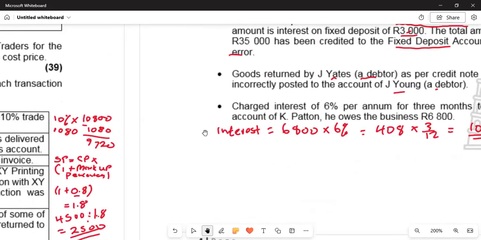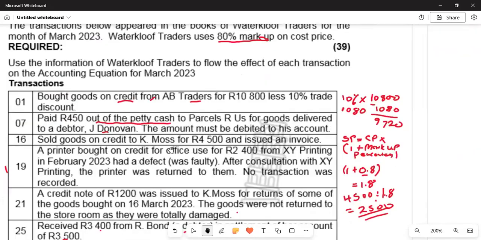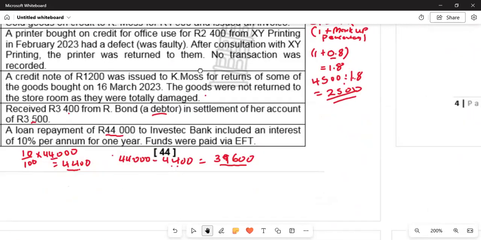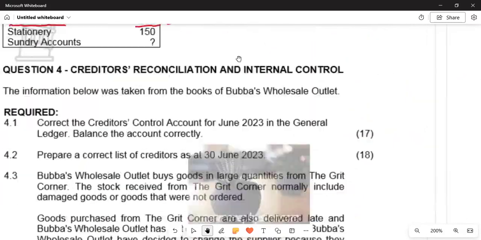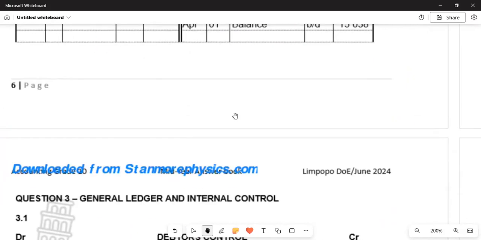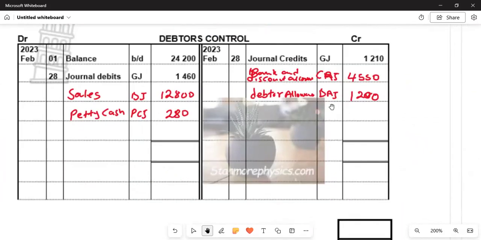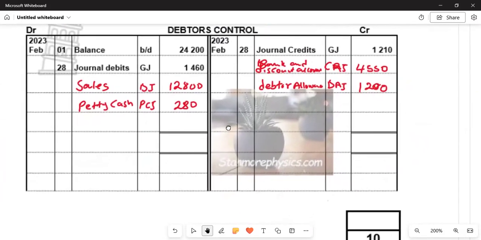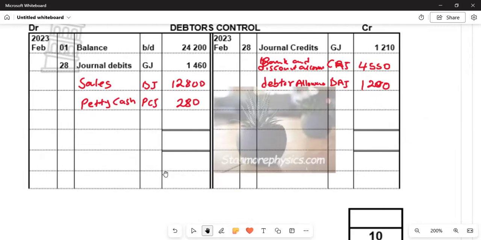So now we are going to balance. Here is our debtors allowance journal of 1,200. Now we are to balance them, so that we know that we are done with debtors control, and so that we move on.